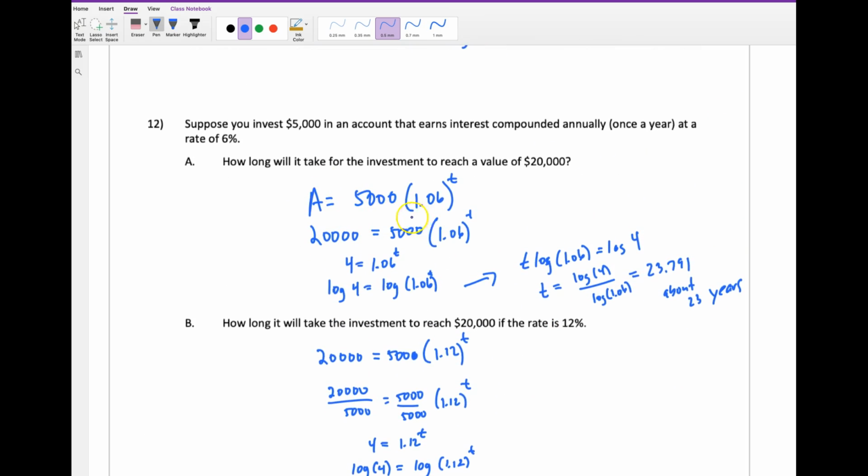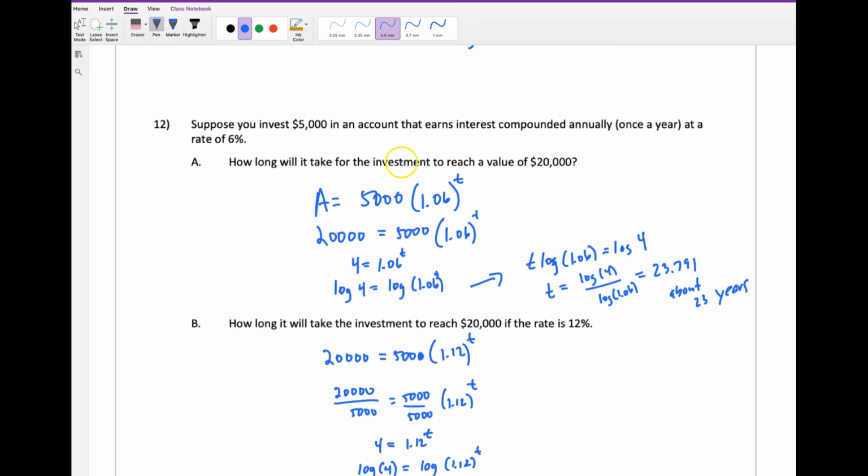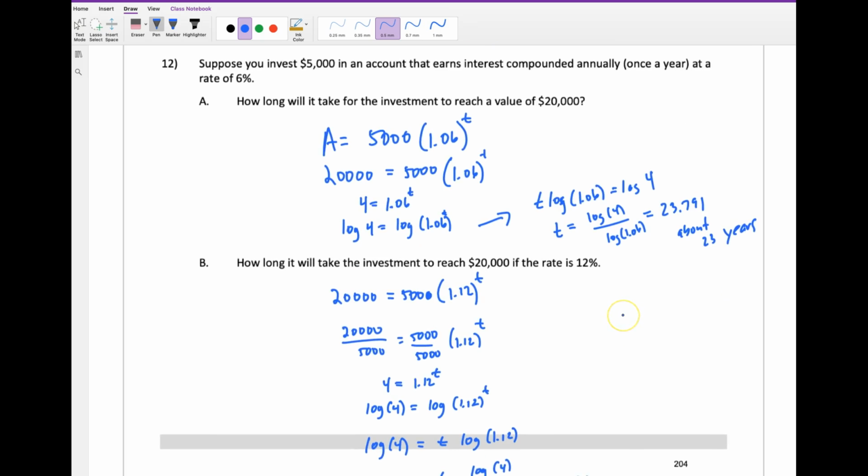Here's your equation for investing at 6% a year. This is at 12% a year. Again, we're trying to find out when will it reach 20,000. There's your equation. And then you see where we get a 4 because I divide both sides by 5,000. And so that's where that comes from. Take the log of both sides. The t comes down in front. And then you can get your answer.